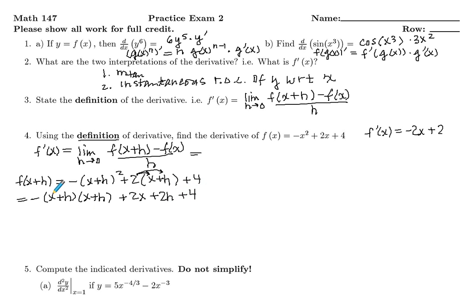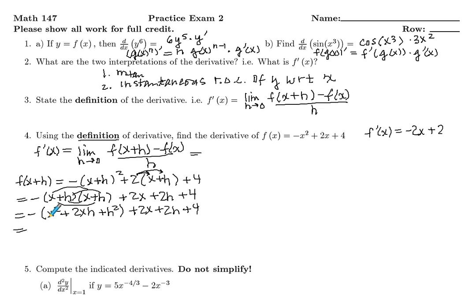And now let's FOIL here. So first terms are going to give, we've still got a negative out in front, x squared. Outer terms xh, inner terms xh, so plus 2xh. And then last terms h squared. And we're going to have to remove the parentheses and change the signs in a minute. Plus 2x, plus 2h, and then plus 4 on the end.